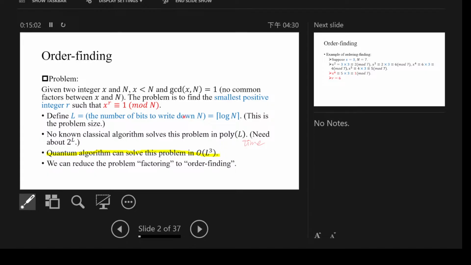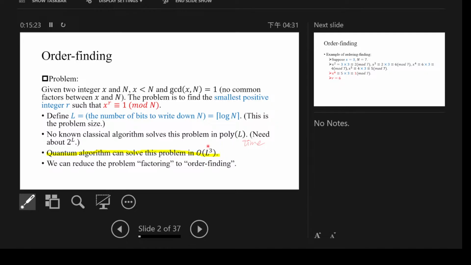Okay, and there is no non-classical algorithm that does this very fast. We'll see that with the quantum algorithm, we can do order finding by doing phase estimation, and we will solve this problem in time about order L cubed.